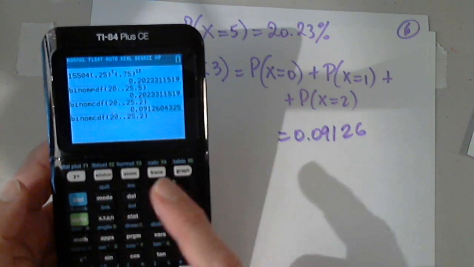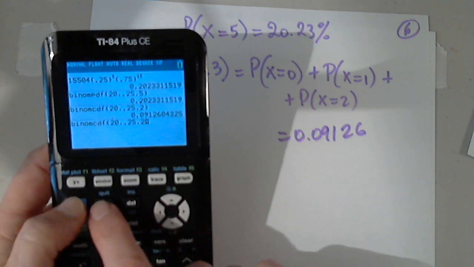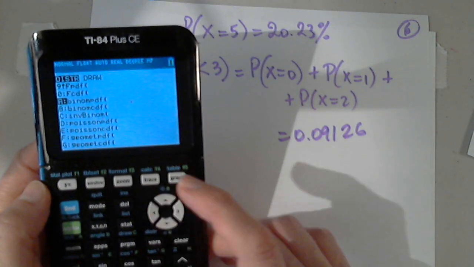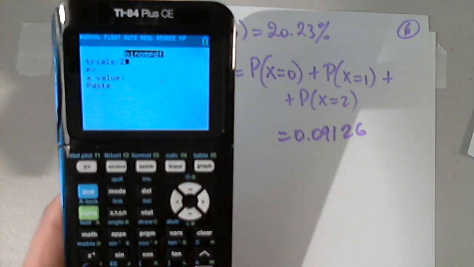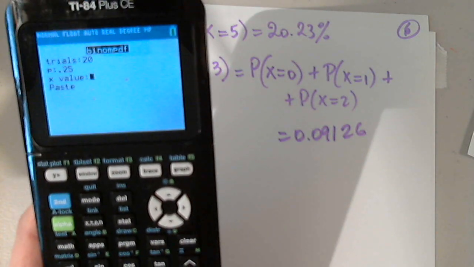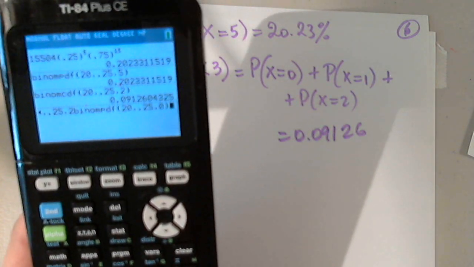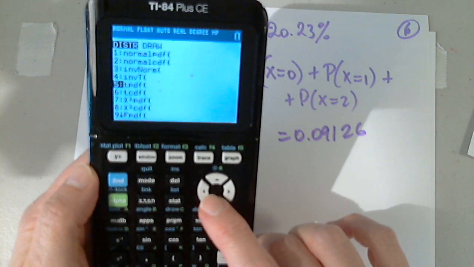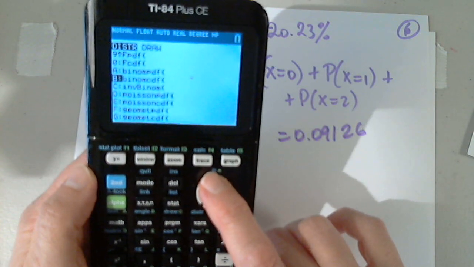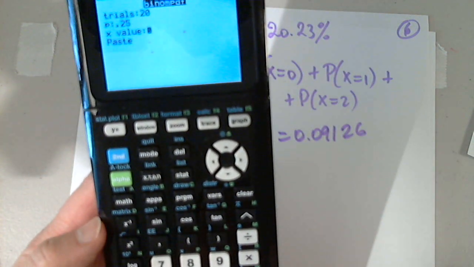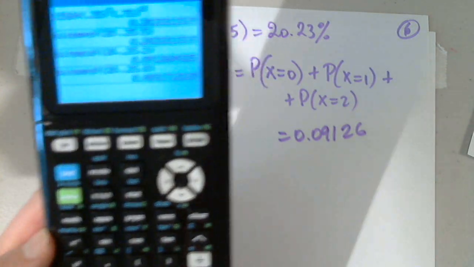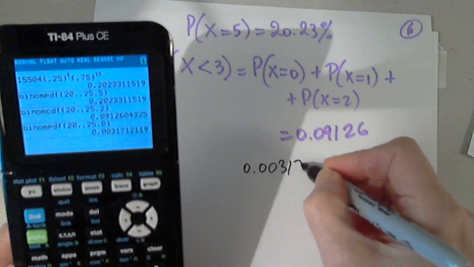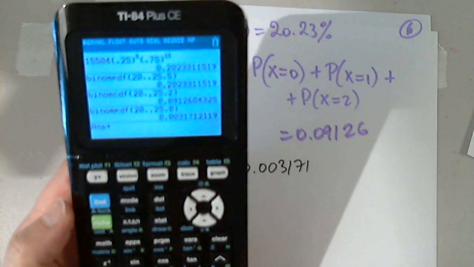Since I don't trust it, I have to do this by hand just to convince myself, only because I have not used this particular calculator, and I just want to make sure that it calculates all 3. So trials 20, probability 0.25, and the x value 0, and I want to determine that. Nope, I don't want the normal, I want the binomial. Okay, so that's correct. Good. So the first one is 0.003171.